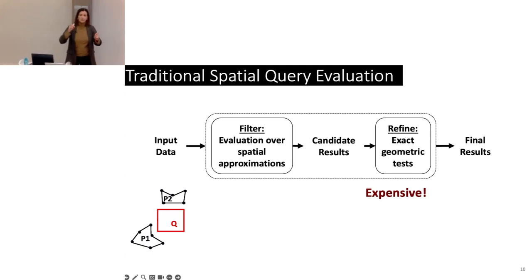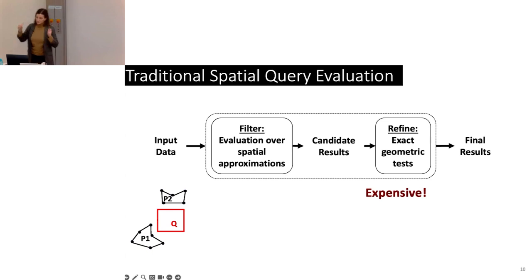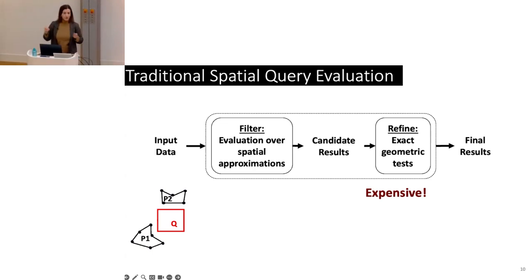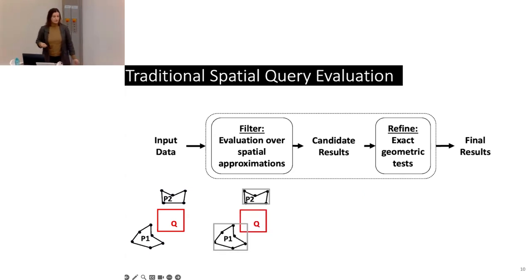So the idea is that if we compare exact geometries, this is prohibitively expensive. So we want to avoid such expensive computations as much as possible. So for that, we evaluate queries in two steps. In the first step, we evaluate the spatial predicate over a simplified geometry, an approximation of the original geometry, where we can quickly identify candidate results. And then the remaining candidates, of course, we still need to do the more expensive geometric tests in a step called refinement. Let me just show you a simple example to make sure we all follow here.